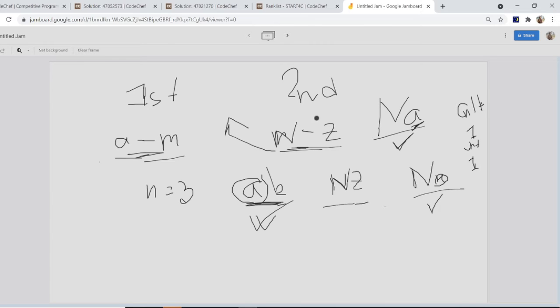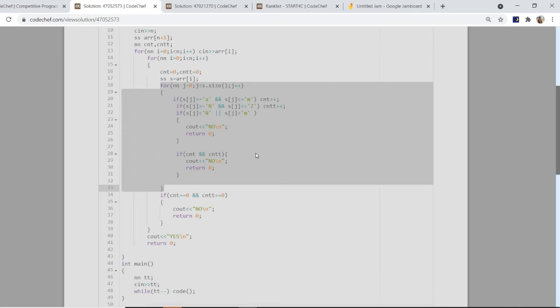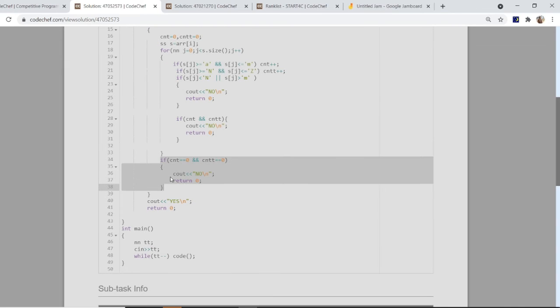So we use both languages in a word, but according to the question we must not do that. That is why I gave this condition, and if it is fulfilled, then it prints no and ends the program. After checking a word, I put this condition. What is this condition?